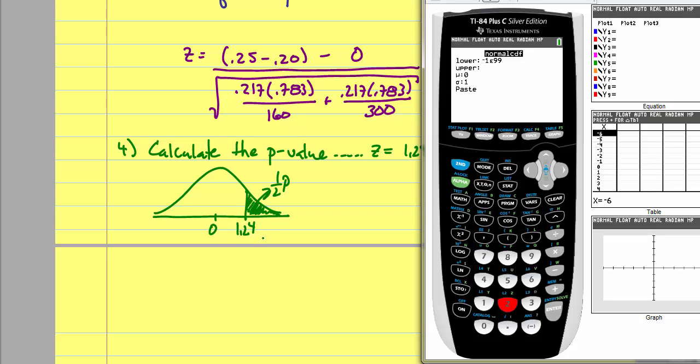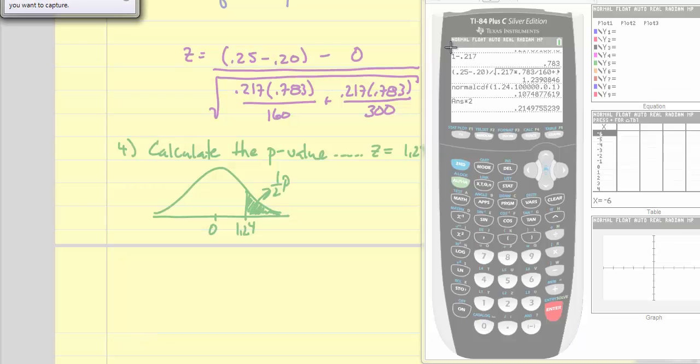The lower bound in this picture is 1.24. The upper bound is going off toward positive infinity. We don't have an infinity key, so we just put in a very large number here, like 100,000. My mean is 0 and my standard deviation is 1. And so this will be half my p-value. I take this times 2 because it's a two-tailed test, and there's my overall p-value that we'll use here. And that would be these last couple lines.